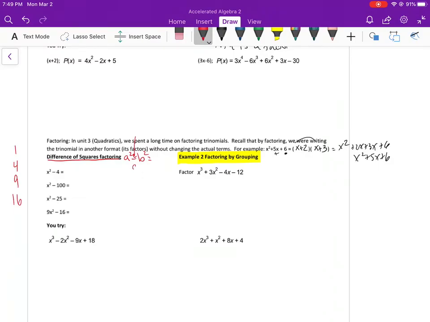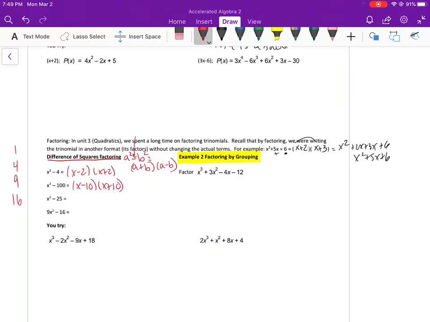They would always factor into this pattern: a plus b, a minus b, or a minus b, a plus b. You could write it the opposite way around. So we would factor things like x squared minus 4. These would both be perfect squares, and so we'd say that's x minus 2 and x plus 2, or x plus 2, x minus 2. And x squared minus 100 would be x minus 10, x plus 10.